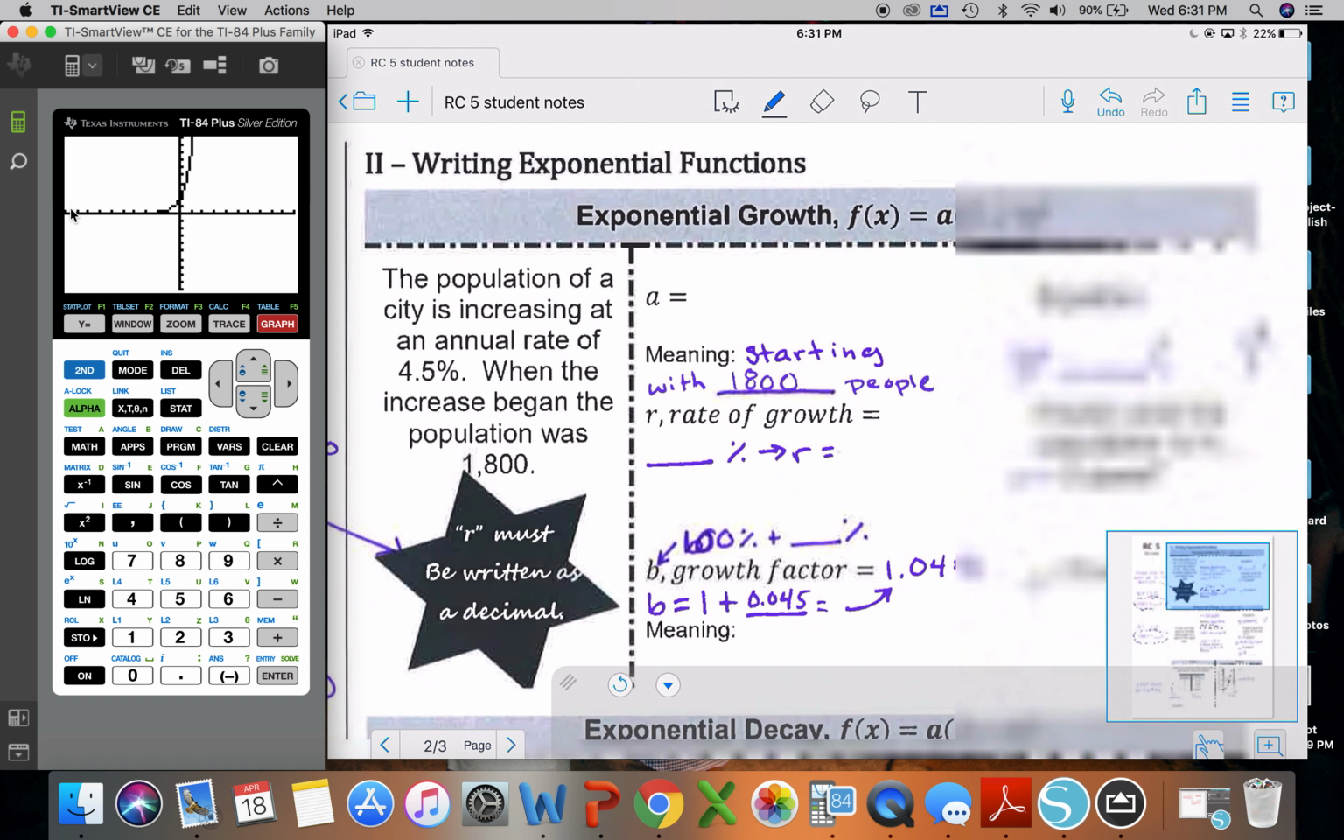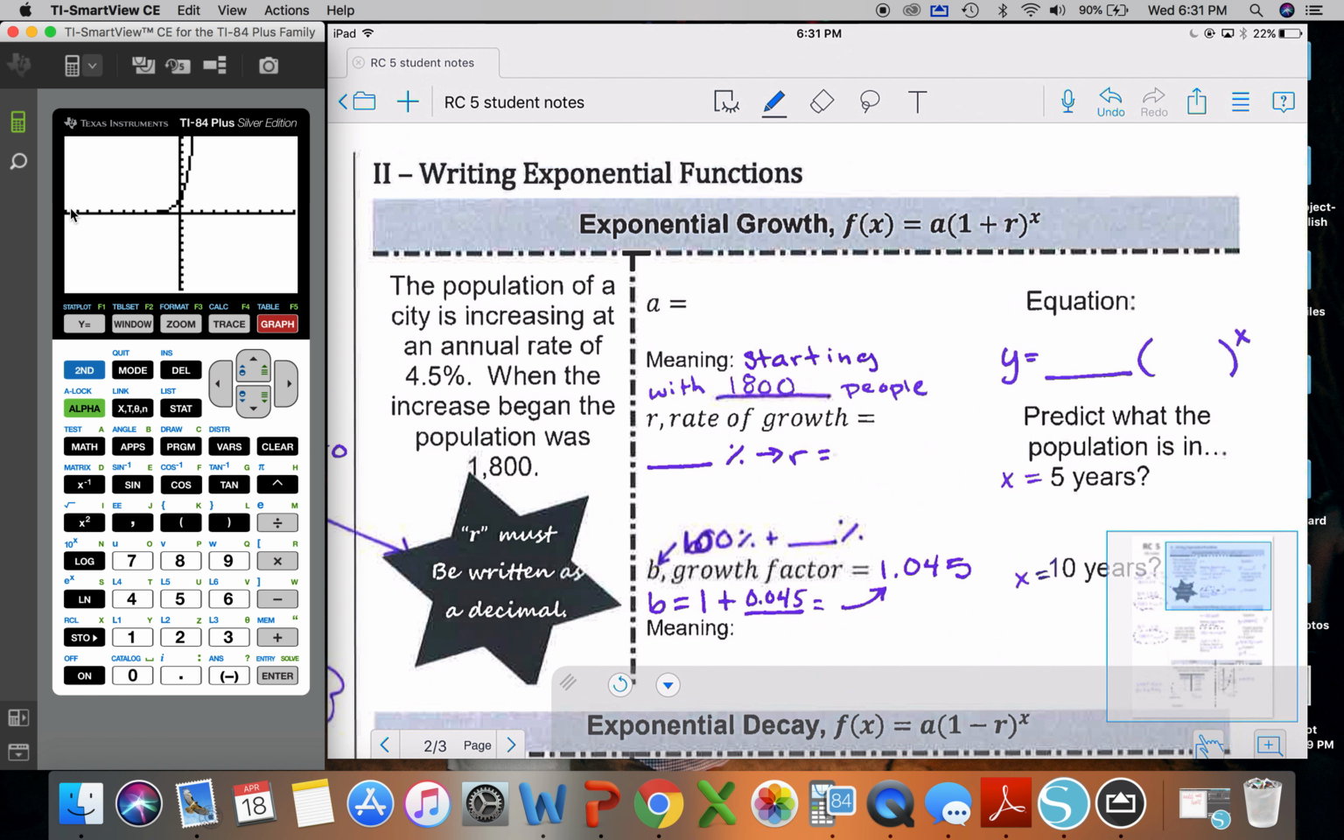So if we are asked to write exponential functions, there's a couple of things we have to remember. This formula is not on our formula chart. So you have to remember it: 1 is your base, to grow you add the rate, and then raise it to the exponent. It's not that much different than our actual exponential function.